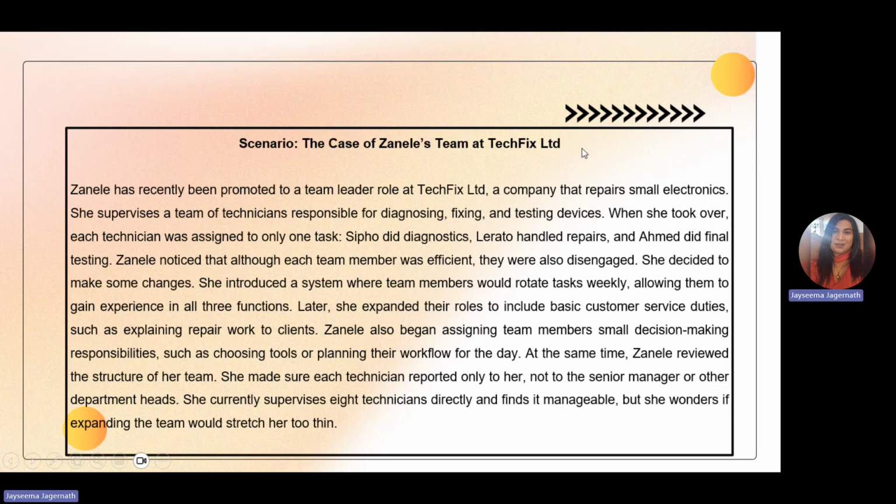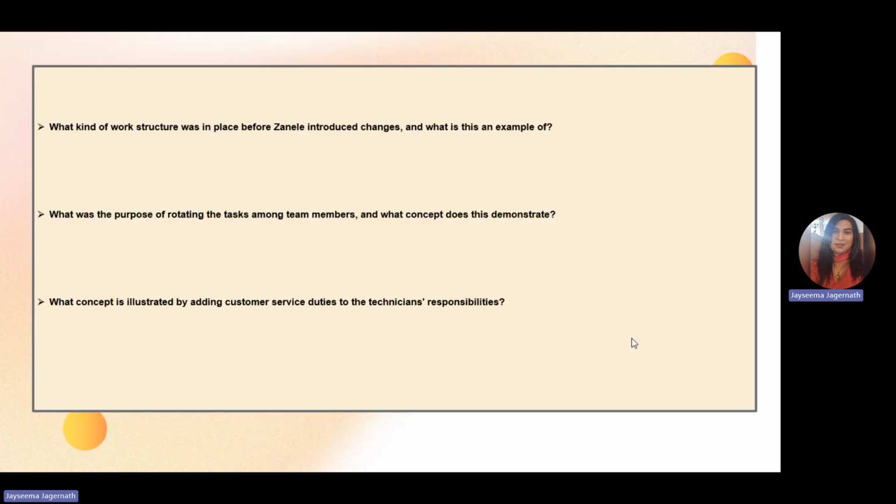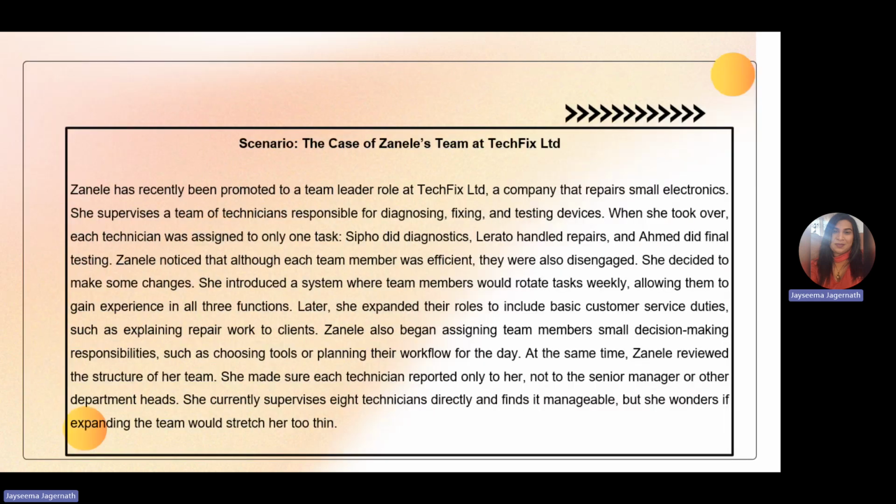She introduced a system where each team member would rotate tasks weekly, allowing them to gain experience in all three functional areas. Later, she expanded their roles to include basic customer service, such as explaining repair works to clients. Zanele also began assigning team members small decision responsibilities, such as choosing tools or planning their workflow for the day.